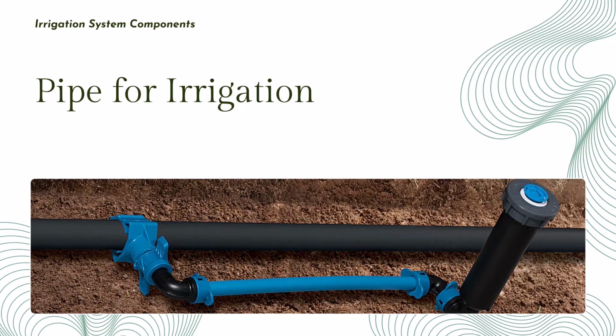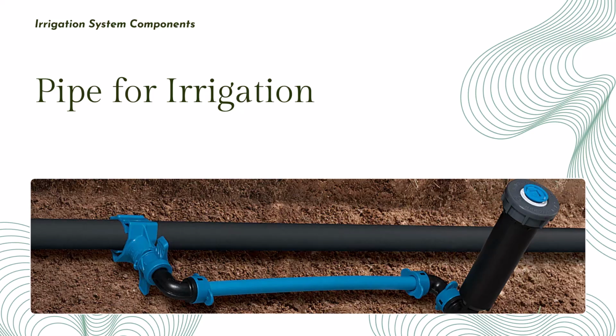Welcome to this video on pipe, an essential part of every irrigation system. Think of the pipe as the backbone of the system. It's what carries the water from the source all the way to the sprinklers. Without the right pipe, nothing else works the way it should.